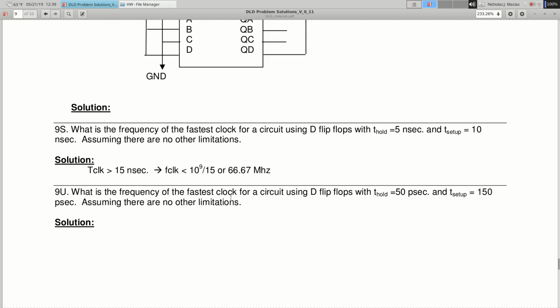So same setup for question 10, except your hold and setup times are given in picoseconds. So 50,000th of a nanosecond, 150,000th of a nanosecond. But same analysis. Again, in practical terms, we have software that does this for us, but it's important to know why this is the formula that you use. All right, good to go on the homework.